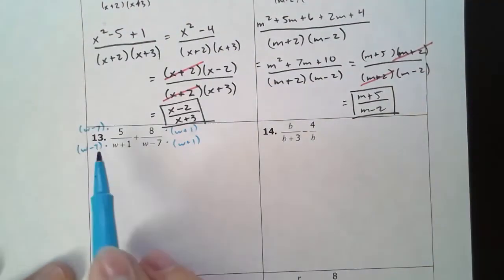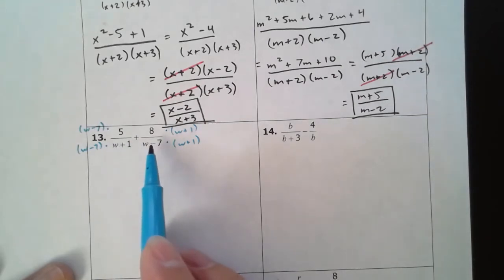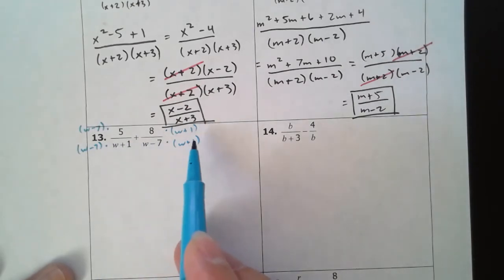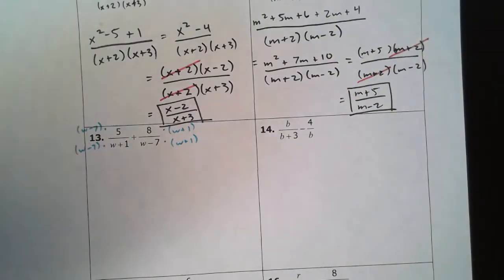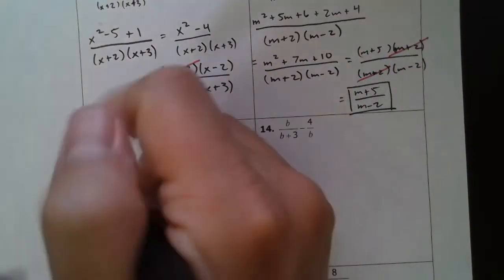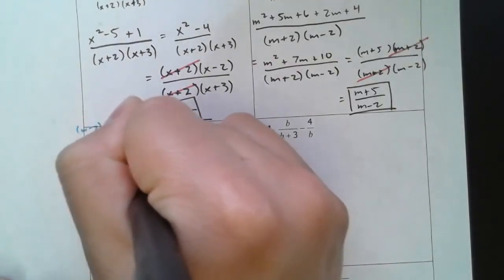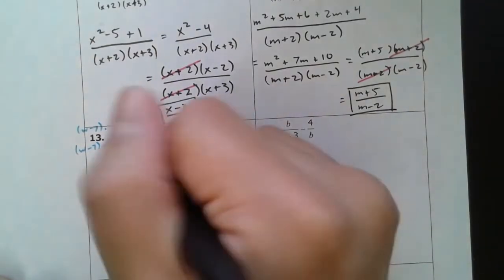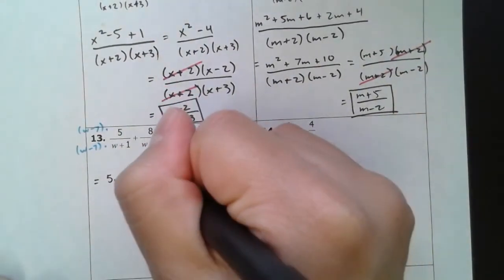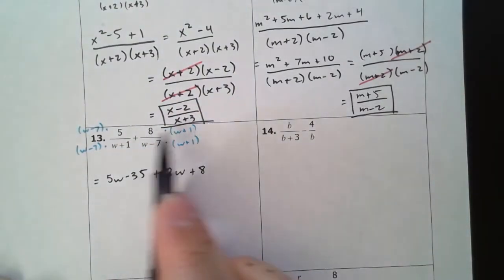And observe that you have w minus 7 times w plus 1, and the other one's w minus 7 times w plus 1. So now you made these denominators the same, therefore you can add them now. So the top here would be 5w minus 35, and then plus 8w plus 8, right? That comes from here.